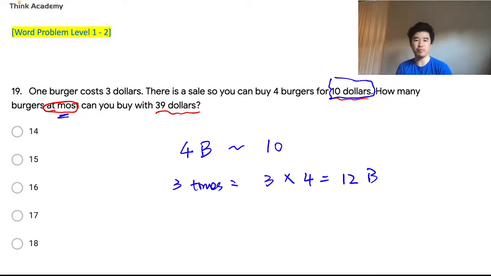All right, we have 12 burgers right now. And now how much money do we have left? We are going to have 39 minus the money we spent on the promotion, which is 3 multiplied by 10, 3 times the promotion. We have $9 left. For $9, we still want to buy some burgers. How many burgers can we buy using $9? We can do 9 divided by 3. So we are going to get 3 burgers. So how many burgers in total can we have?